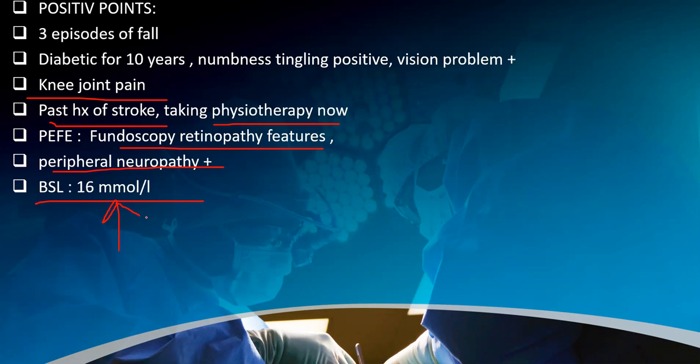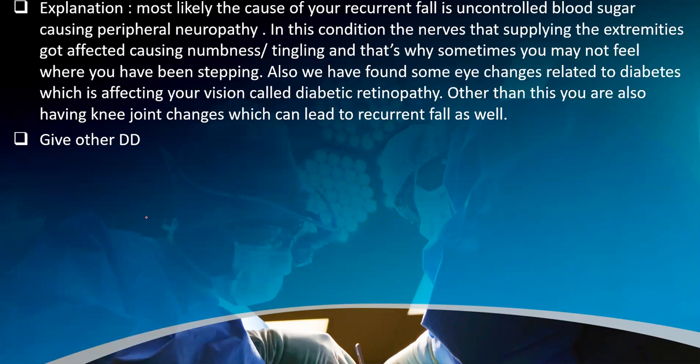Okay, so that's your positive finding you might get here. How are you explaining this? So most likely the cause of your recurrent fall is uncontrolled blood sugar, which is now causing complications like peripheral neuropathy and diabetic retinopathy. In peripheral neuropathy, the nerves that supply your extremities get affected and that causes numbness and tingling. That's why sometimes you may not even feel where you are stepping. So you can have recurrent falls.